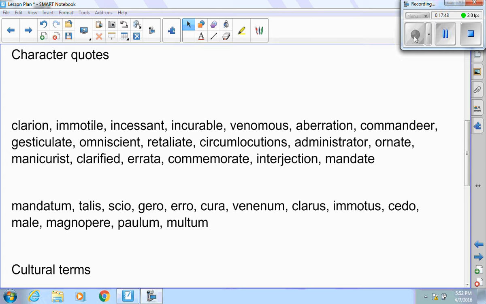Here are some Latin words: mandatum, taliscio, gere, ira, cura, vinima, aquarus, motus, cato, male, magnopera, palum, and multum. Go ahead and look those up. Make sure that you know what those mean. That will help you out with some of the word study.